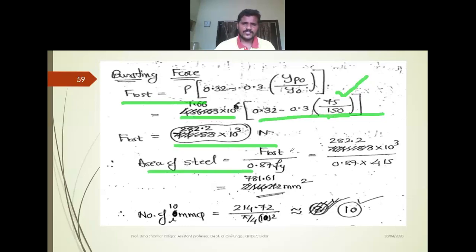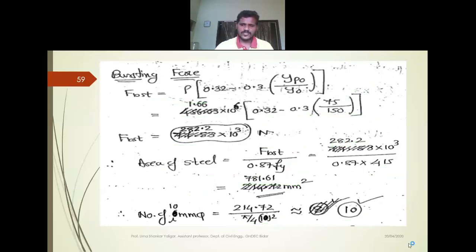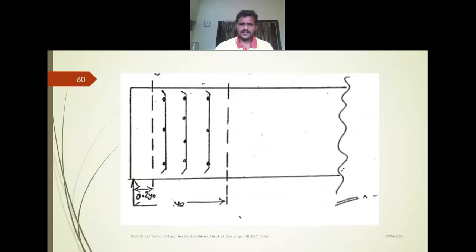Then the area of steel is equal to bursting force divided by 0.87 fy. If you substitute these values, you will get the area of steel as almost 781.61 mm square. If you assume 10 mm diameter bars, total area divided by area of one bar, you will get 10 bars. In this way, we need to calculate the reinforcement. Then this is the diagram. It is from 0.1 y0 up to y0. Total 10 bars are there. In this way, you need to provide your reinforcement.